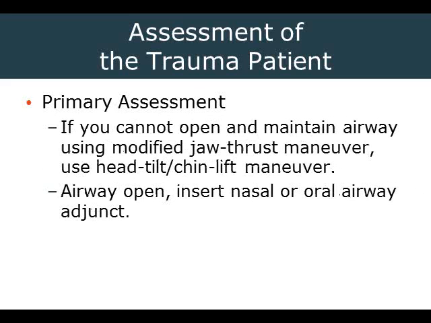If you can't open and maintain the airway using the modified jaw thrust, then default to the head tilt chin lift maneuver. It isn't the preferred method, but remember, if you can't get an airway, the rest of it doesn't really matter. So they look at it as life over limb. So try as much as you can with the modified jaw thrust. But once that airway is open, consider an adjunct. Now remember, a nasal adjunct can be contraindicated in some head injuries. So if you've got a bloody nose, fluid leaking from the ears and the nose, you probably want to avoid using a nasal airway.